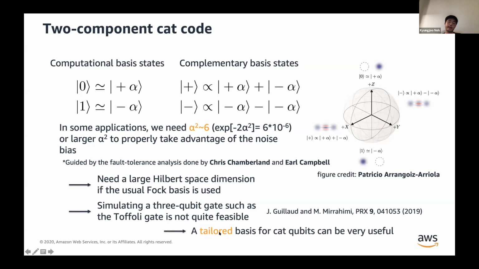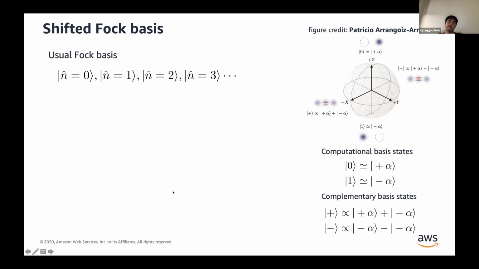So today I'm going to introduce a tailored basis system that's really well suited to describe large cat qubits. The usual Fock basis, just to recap, consists of the vacuum state and the single photon state and 2 photon states and so on. By using the usual Fock basis, if we want to simulate some large cat qubits, we sometimes need a 30-dimensional Hilbert space or even a 50-dimensional Hilbert space. So the numerical simulation gets really quickly challenging.